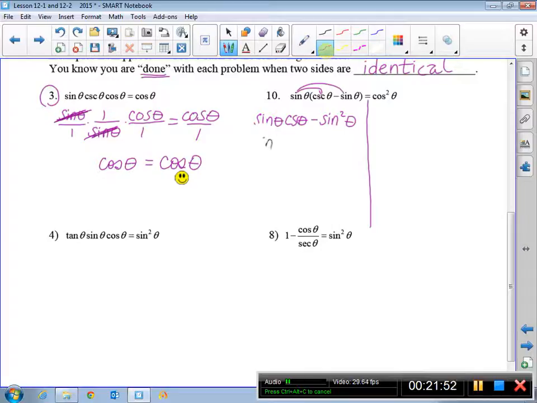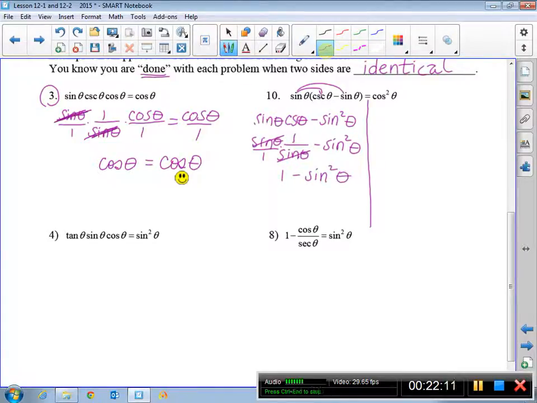Cosecant is 1 over sine. I'm multiplying those, so that's good. Put that over 1. Minus sine squared, I'm going to leave that alone. My sine and my sine reduce. So I've got 1 minus sine squared theta.